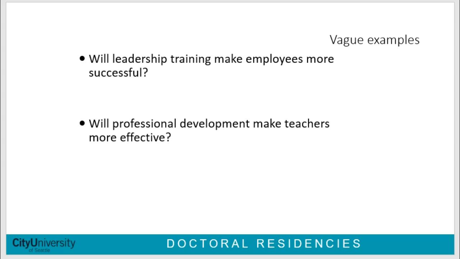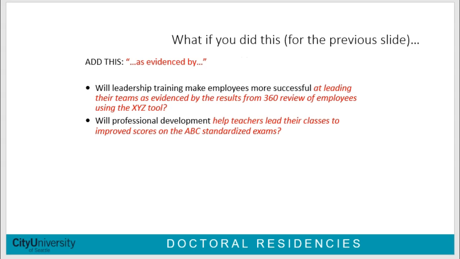And then what kind of leadership training are we talking about? There's so many different types. So what specific type of leadership training? What employees are you talking about? Are you talking about employees of a bank, or are you talking about employees of a school? That also needs to be sussed out. Will professional development make teachers more effective? Well, what kind of professional development? What kind of teachers? What do you mean by more effective? What does effective mean? How are you measuring effectiveness for a teacher? These are the kind of things you have to think out.